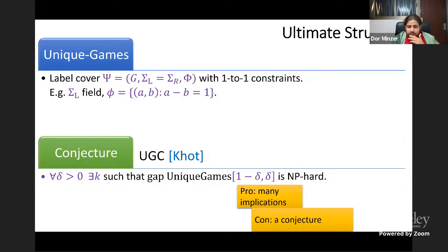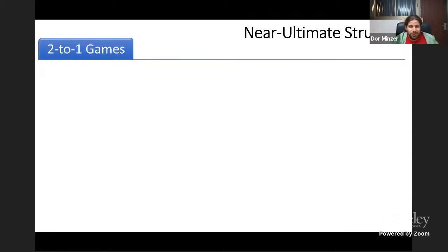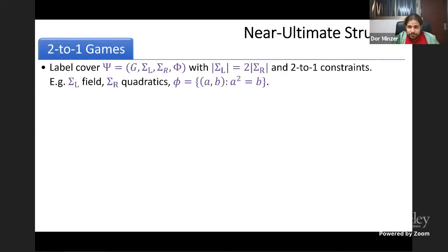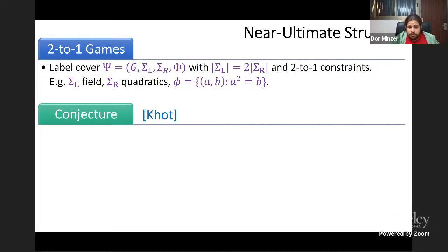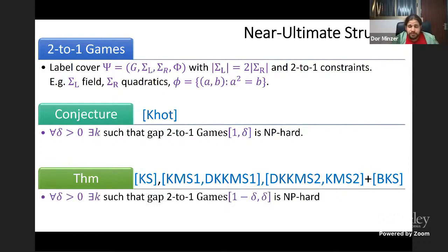Good, so let's try maybe something a bit weaker. Let's try a near ultimate structure. So what number comes after 1? 2. So instead of unigames, we talk about 2-to-1 games. It's basically the same, except that now each constraint is a 2-to-1 map and not a 1-to-1 map. In the same paper, Subhash Khot conjectured that this problem is also hard, basically the same hardness as unigames. But now comes a bit of a difference. Now, we know that this conjecture is true. We know that 2-to-1 games is NP-hard.